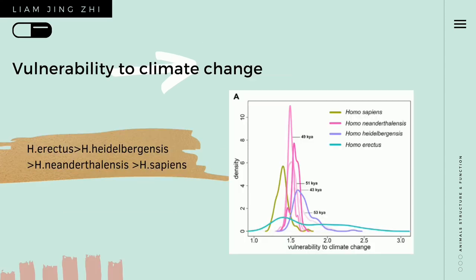The vulnerability of these types of species towards climatic change can be observed in the graph. Homo erectus was found to be most vulnerable to climate change, while Homo sapiens was the least vulnerable. If you observe the graph, for Homo erectus it shifts towards the right, which shows that it is the most vulnerable to climatic change, while for Homo sapiens the graph shifts towards the left, meaning that it is the least vulnerable to climate change.